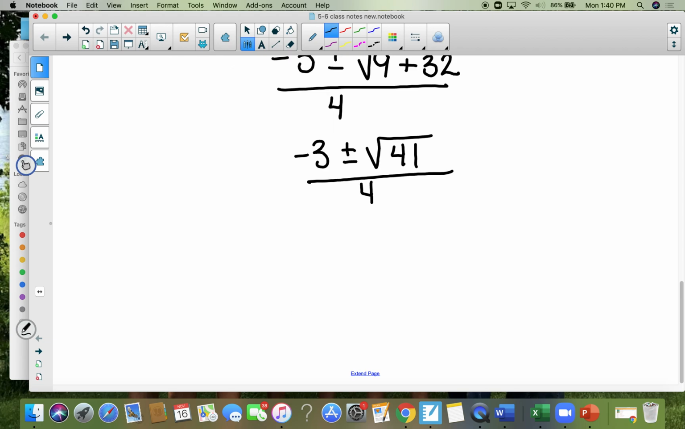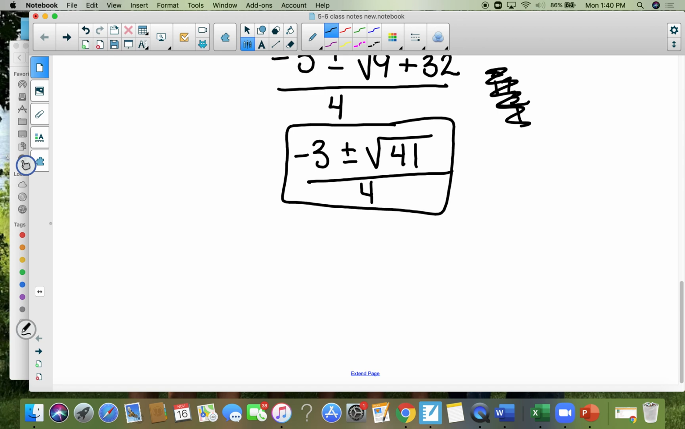You have to simplify a radical if you can. No, nothing goes into 41. You cannot simplify the square root of 41. Final answer. So that's all you're doing for today, is called the quadratic formula. I think 2 examples are plenty for the quadratic formula.